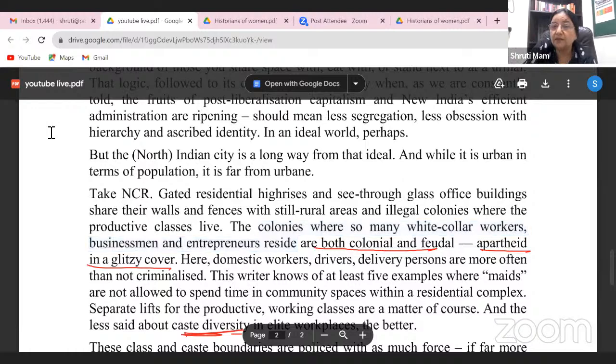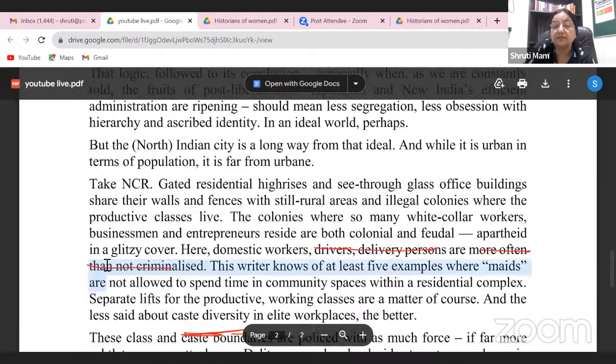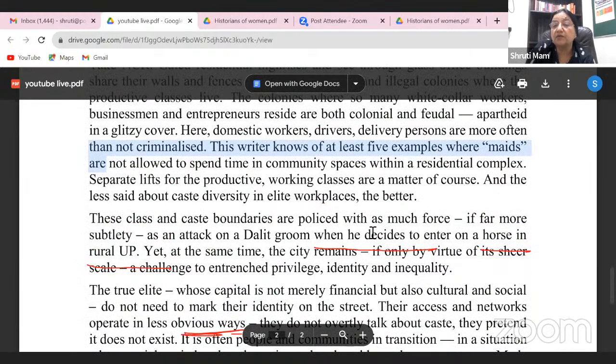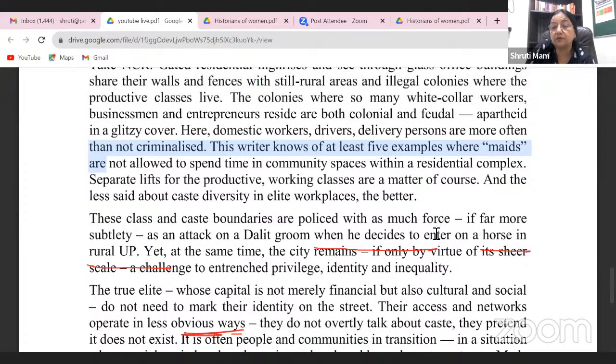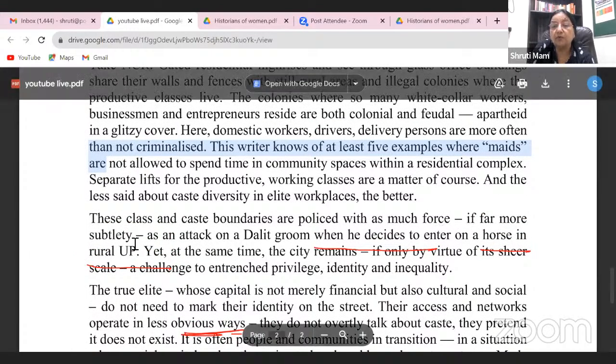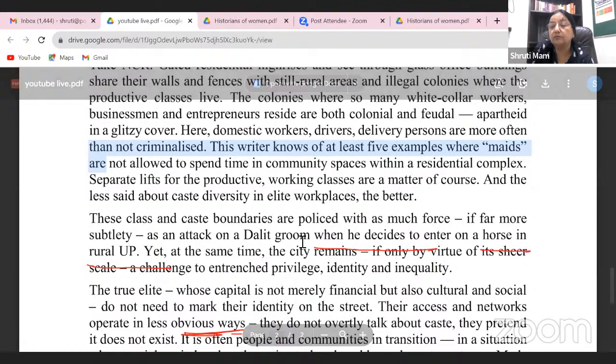The author starts with the topic, then says it does not work, and supports it by example, saying it should mean less segregation, less obsession, but no, that's only possible in an ideal world, and NCR is not an ideal world. Then he talks about further segregation by giving you examples of the high-gated, high-rise buildings. These class and caste boundaries are policed with so much force, if far more subtly, like an attack on the Dalit groom.